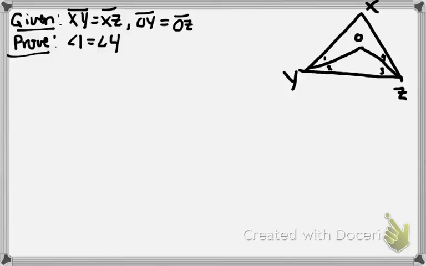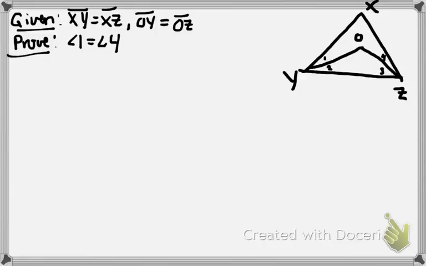They go back to the beginning of the school year when we did the different properties and the angle addition postulate, and all that stuff. So you're going to be pulling in all the information that you've learned throughout the school year. This first proof, we've been given that side XY is equal to side XZ, and we've also been given that OY is equal to OZ. And what we want to prove is that angle 1 is equal to angle 4.